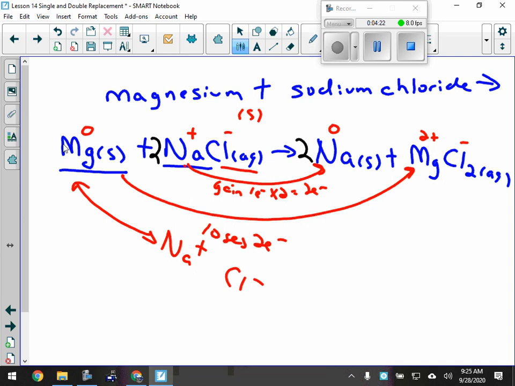Single replacement reactions will always be something plus aqueous ionic compound, okay? Always aqueous ionic compound in this case. So here's where it gets a little tricky. When we talk about ionic compounds, we always talk about solid form at room temperature, and that's true. If you're trying to form an ionic compound, it's a solid. If you're trying to decompose an ionic compound, it's a solid.